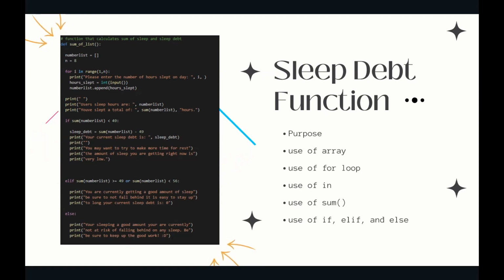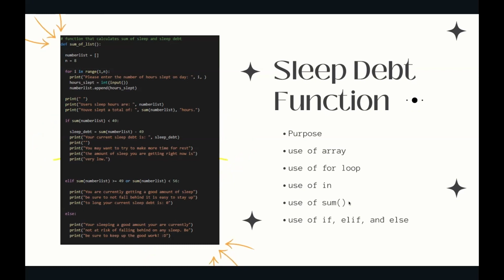So the purpose of this function was basically to get all the information for the sleep debt calculator put together in one place, to print out the information we needed without a large block of code that we don't need to be there in the main function. So to begin with, I identify number list as the array and n equal 8.